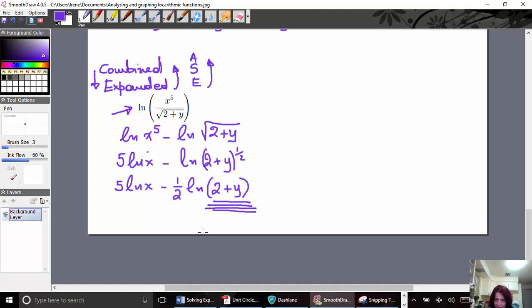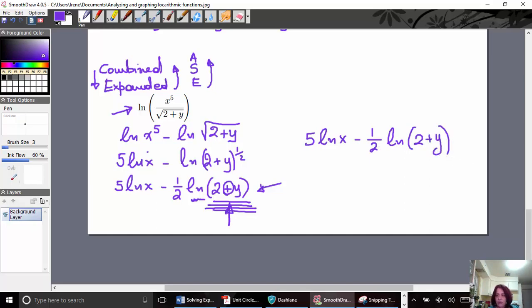Remember, I cannot do anything here. You can always split the ln or the logarithm further if you have a product or a quotient. If you have plus or minus inside the argument, you cannot further split it. So the final answer for this problem is 5 ln of x minus 1/2 ln of 2 plus y.